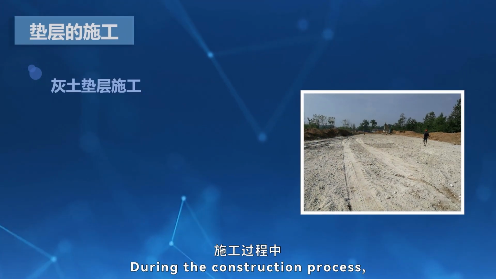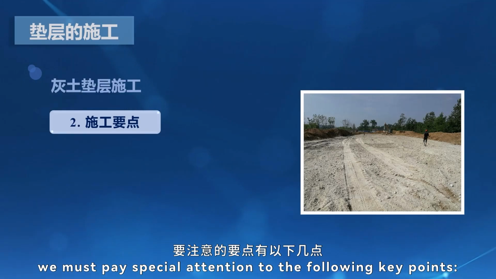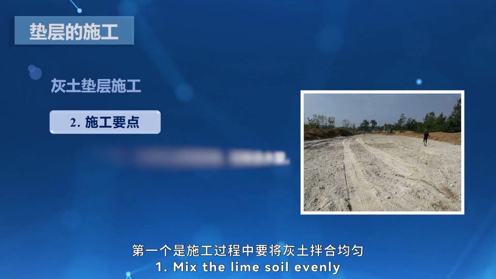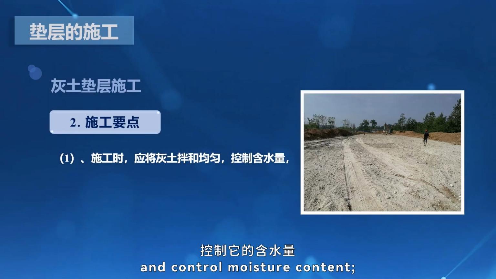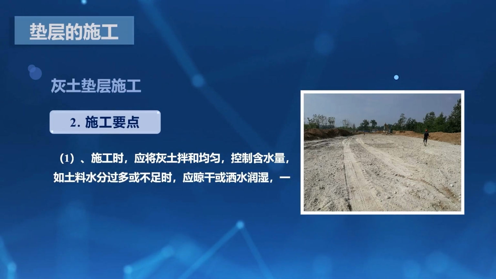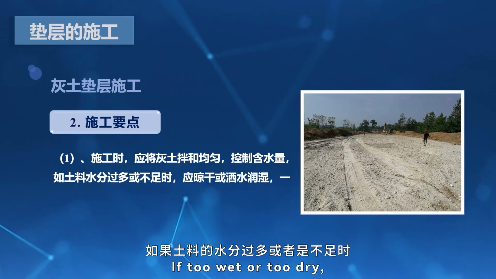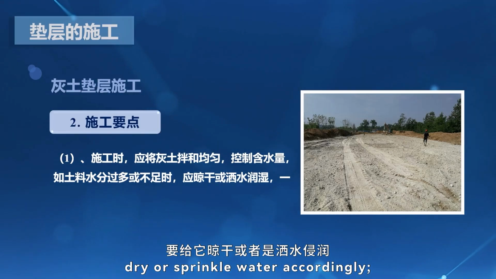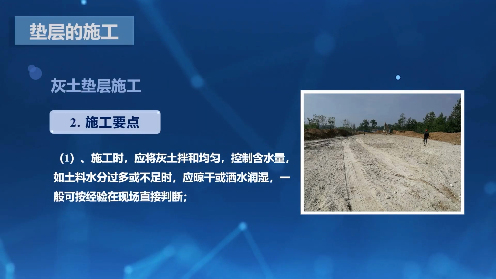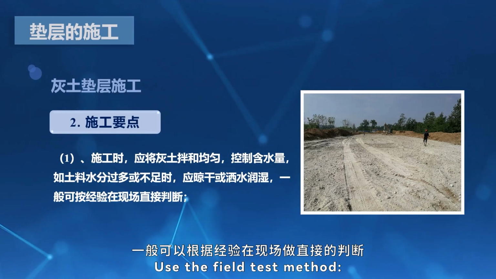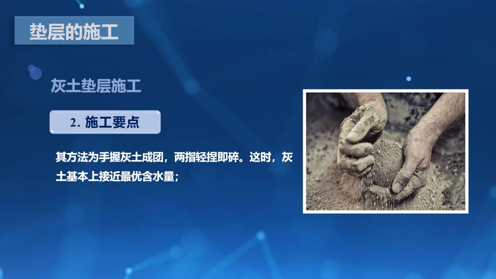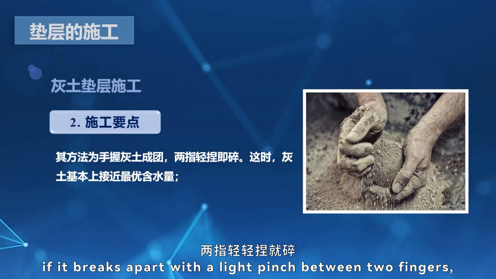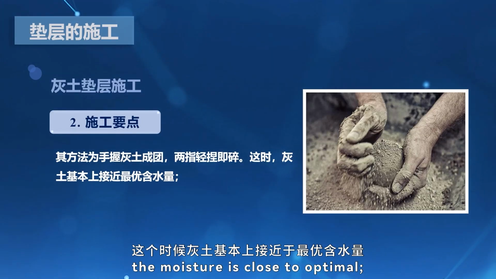During the construction process, we must pay special attention to the following key points. 1. Mix the lime soil evenly and control moisture content. If too wet or too dry, dry or sprinkle water accordingly. Use the field test method. Squeeze a handful into a bowl. If it breaks apart with a light pinch between 2 fingers, the moisture is close to optimal.